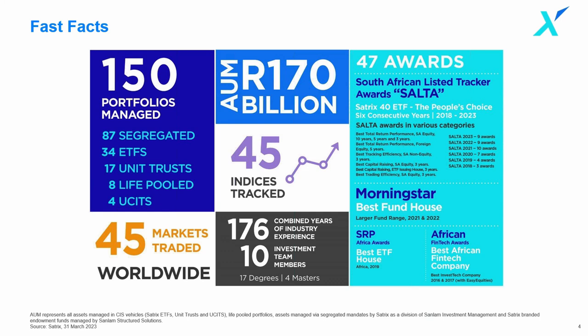And there's a wide range of different portfolios that we manage, some 150 odd, across segregated mandates. Those would typically be for institutional clients, pension funds, and the like. A wide range of ETFs, a comprehensive range of unit trusts, and these would be the typical instruments that retail investors would utilize to invest through. Life pooled funds, also typically for institutional investors, and UCITS are offshore collective investment schemes. So those you would need to invest in hard currency. You can also see that we track about 45 different indices, lots of different strategies across those 150 portfolios.